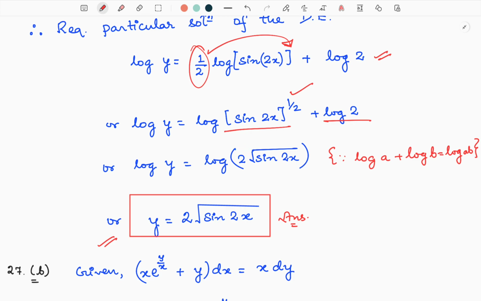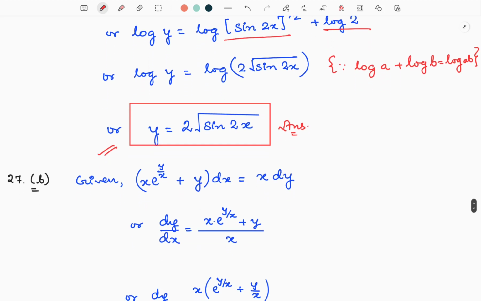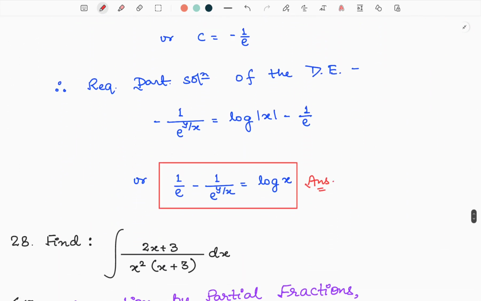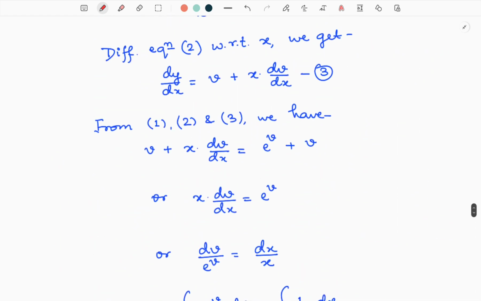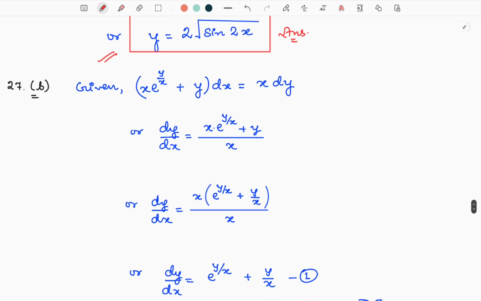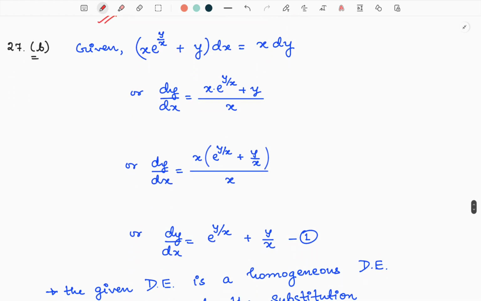Now solve part B. I think among the given options, if you have solved part A, it would have been much easier and less time taking, because as you can see, which I am going to explain, part B is not looking very short.